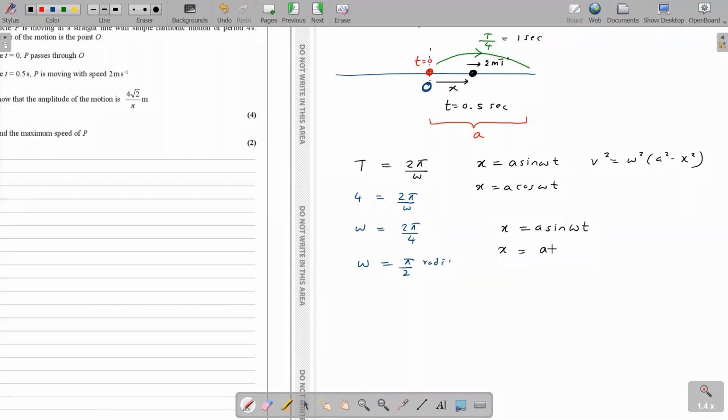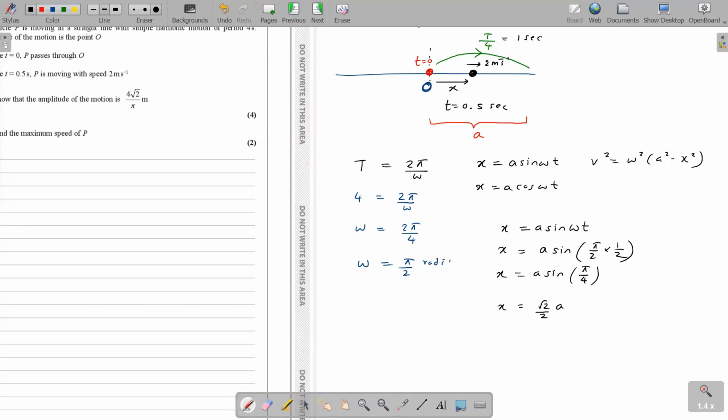So I'll keep it in terms of a. Sine omega value is pi over 2, into time value is 0.5 seconds, or half seconds. Do you agree with me? A sine omega is pi over 2, time is half. So I get here x equals a sine pi over 4. How much is sine pi over 4? This should be in radians. Sine pi over 4 is sine 45, which is root 2 over 2. Are you with me? So root 2 over 2 a.